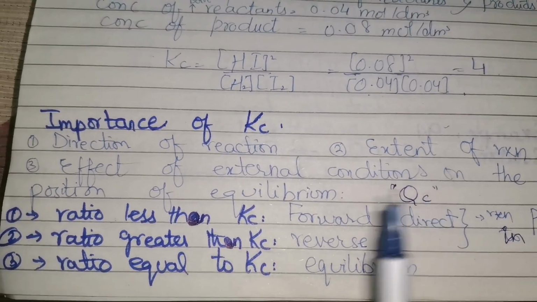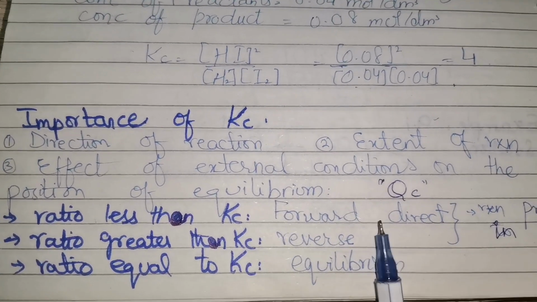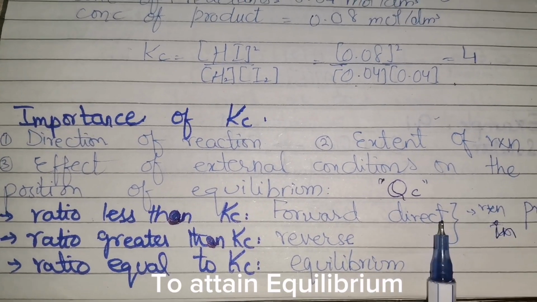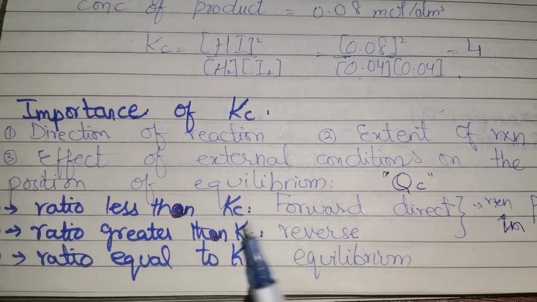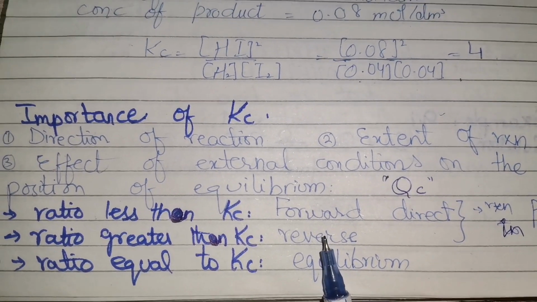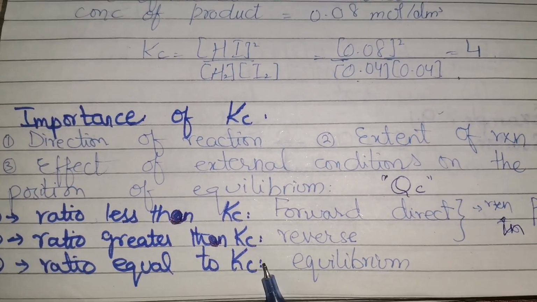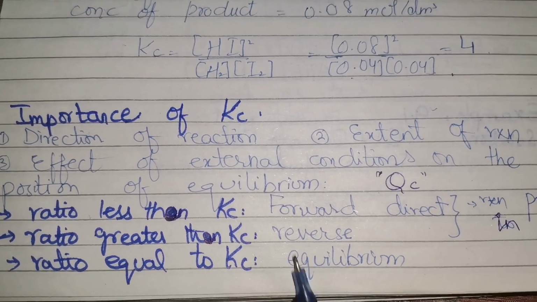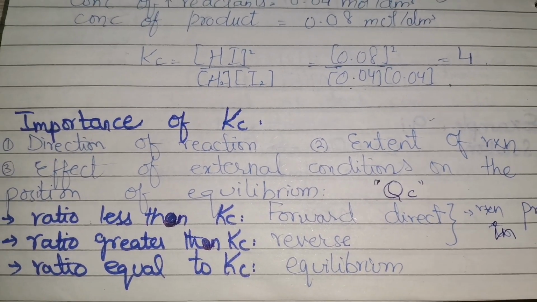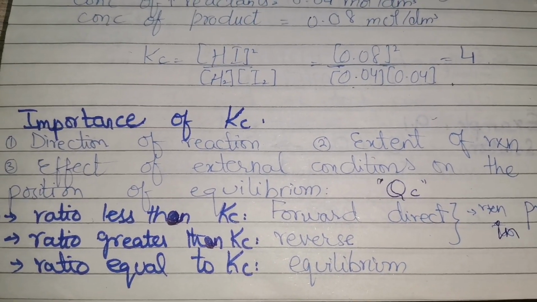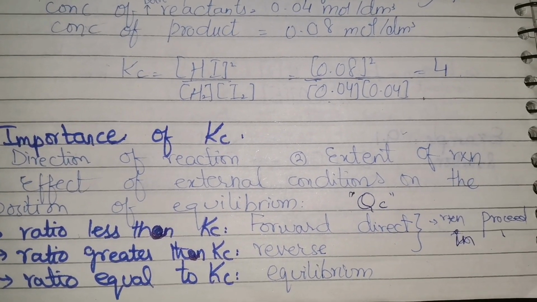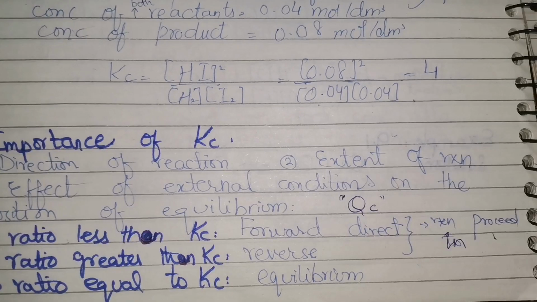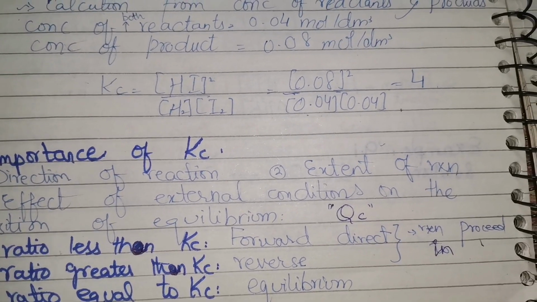If the ratio Qc is less than Kc, the reaction will move in the forward direction. If Qc is greater than Kc, it will move in the reverse direction. And if the ratio is equal to Kc, it means that equilibrium is established. I hope you understood this topic. Further, I will solve some MCQs related to the importance of Kc and other topics of this chapter, so your concept will be more clear.